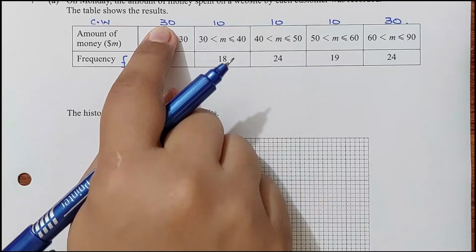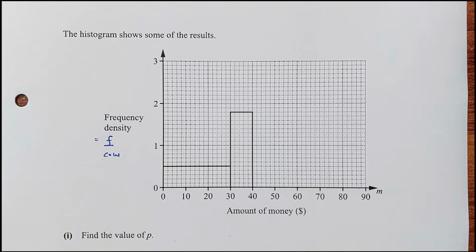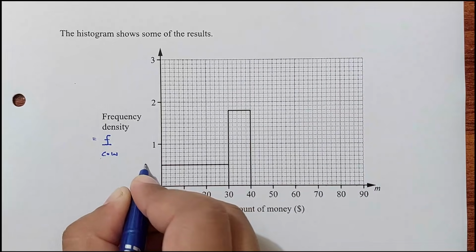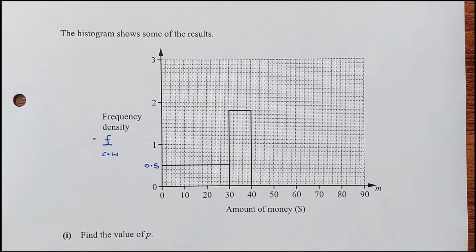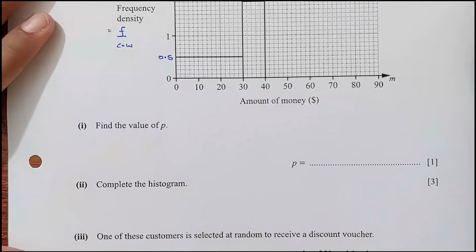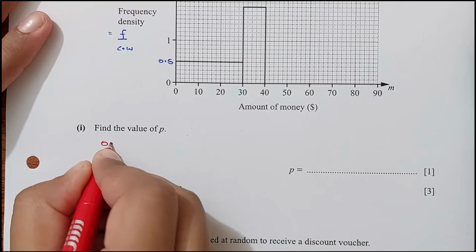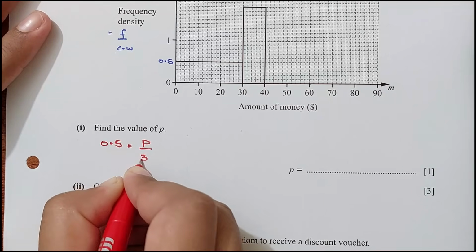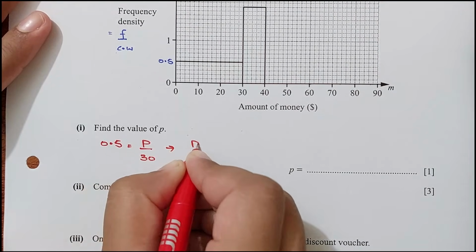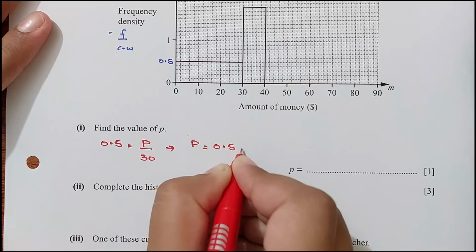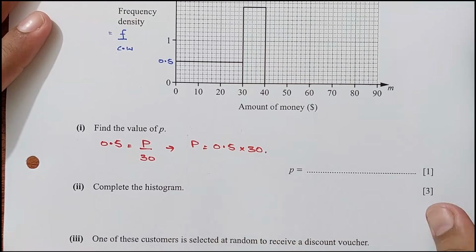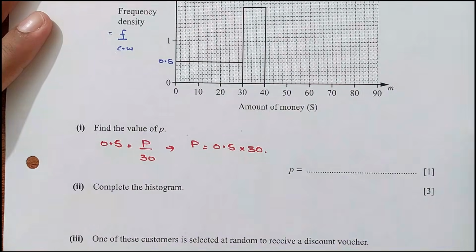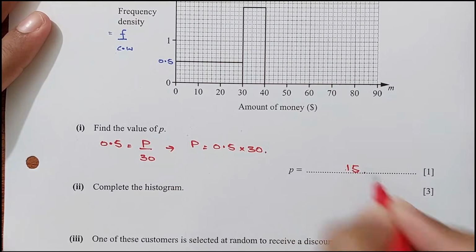Okay, we have to solve for P. We have the class width and we have the frequency density between 0 to 30, which is 0.5. Right, let me solve for P. Frequency density is 0.5. This is equals to frequency, this is P, and the class width is 30. So from here the P value is 0.5 times 30. 0.5 times 30 is 15. So P value is 15, right?